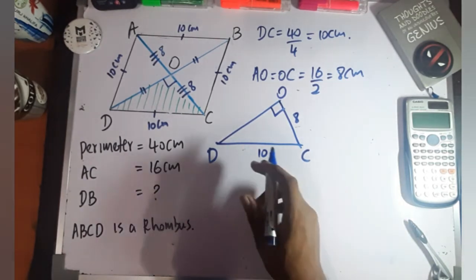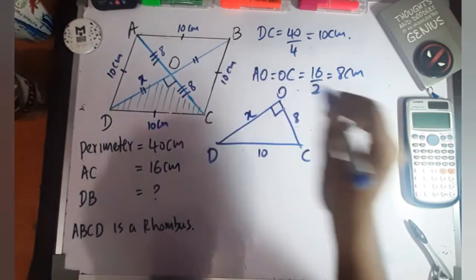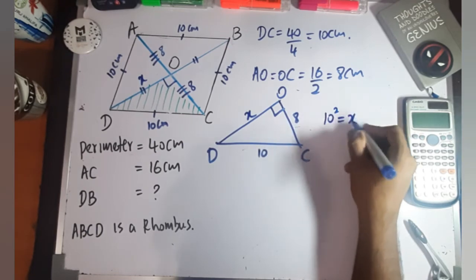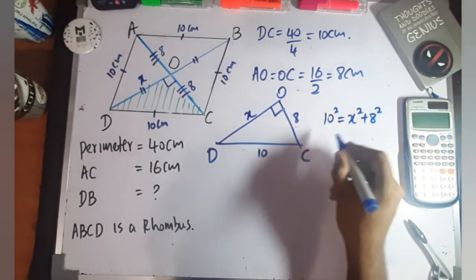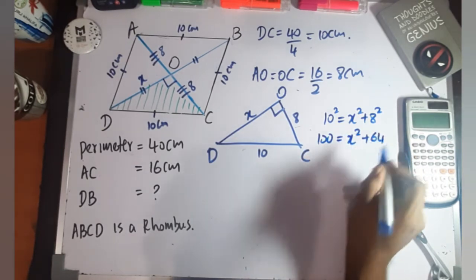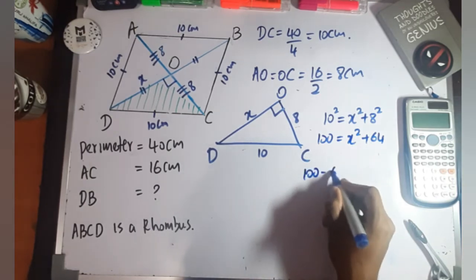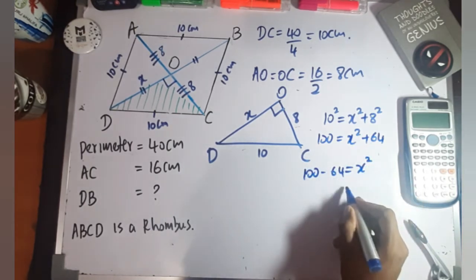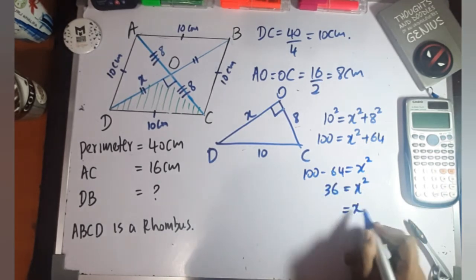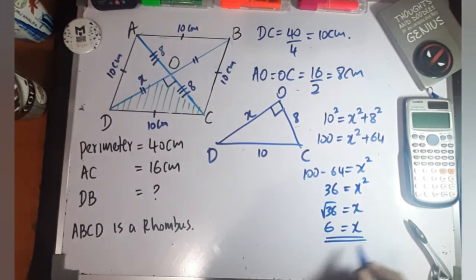So how can I apply Pythagoras? Let's call this DO part as x, so it's easy for us. So we can say hypotenuse, which is 10 squared, equals x squared plus 8 squared. That is going to be 100 equals x squared plus 64. Take the plus 64 to the other side, so it would be 100 minus 64 equals x squared, and x squared is equal to 36, and x will be equal to the square root of 36, where we will be getting x as 6 centimeters.